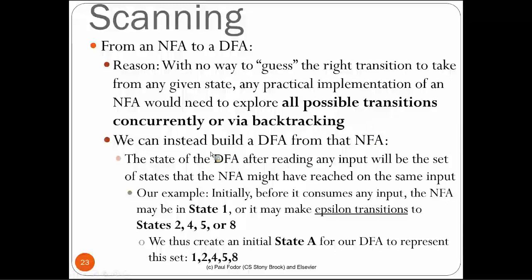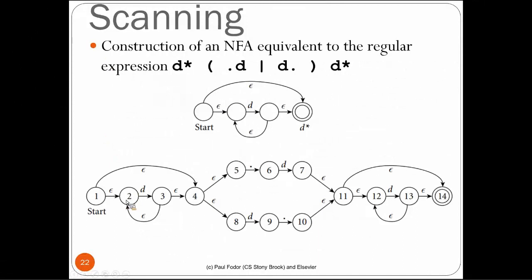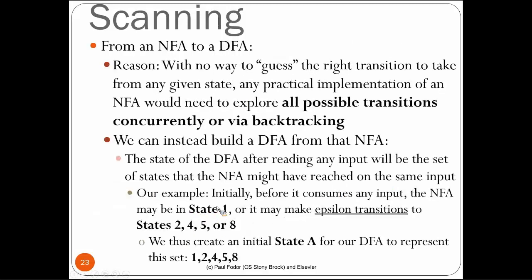So the state of the DFA after reading any input will be the set of possible states that the NFA may reach for that same input. For example, initially, before it consumes any input, the NFA may be in state 1, or with an epsilon transition it can get, in our example, to state 2, or with an epsilon transition to state 4, or to state 5 or 8. So really, the possible states in which our NFA could be, before consuming any single input, are 1, 2, 4, 5, or 8.